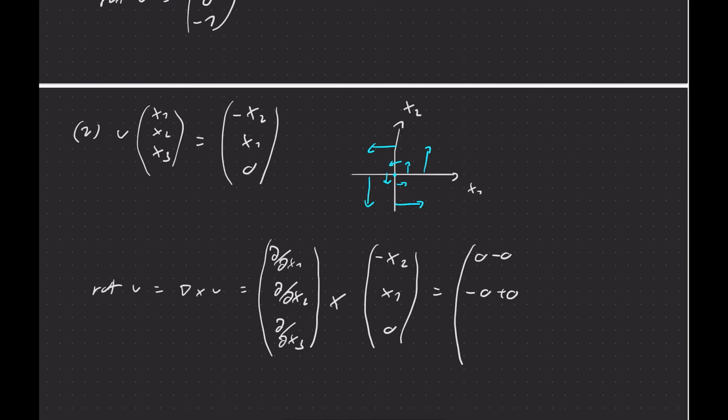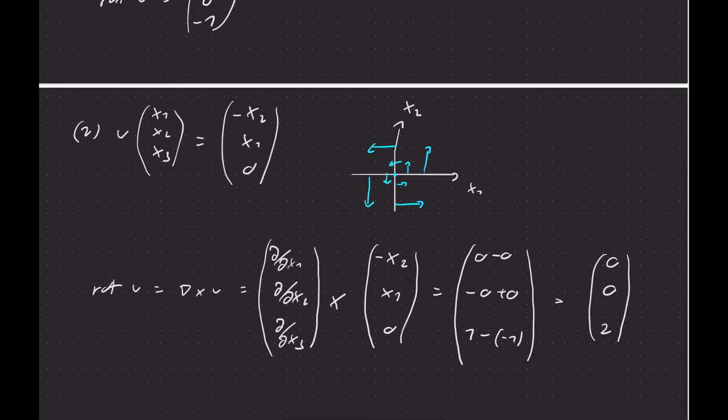And finally, let's ignore row number 3 and determine this determinant here. ddx1 of x1, that is 1. So finally, something interesting happens. Minus, and here you get ddx2 of minus x2. So that's a minus 1. And that means we get minus minus 1. So the end result is 0, 0, and plus 2. So that is the rotation of this vector field here.